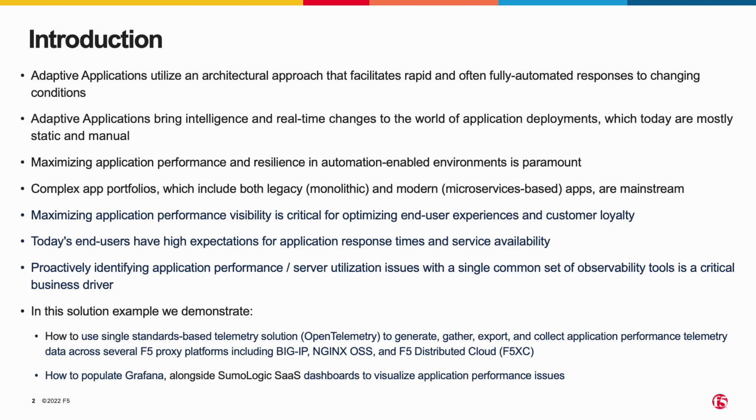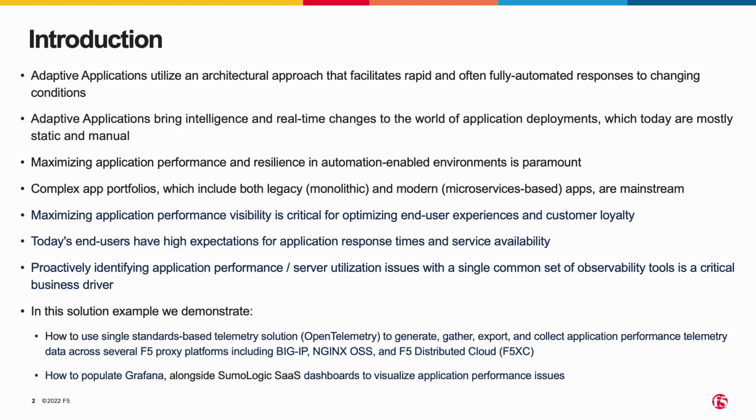A key component of our adaptive apps vision is to help our customers maximize application performance and resilience in automation-enabled environments. This demo kit shows how to bring together multiple F5 platforms and third-party telemetry and dashboarding solutions to quickly identify a variety of underlying issues in complex application portfolios in order to trigger and visualize alerts so that F5 customers can identify application performance issues before their customers experience incidents.